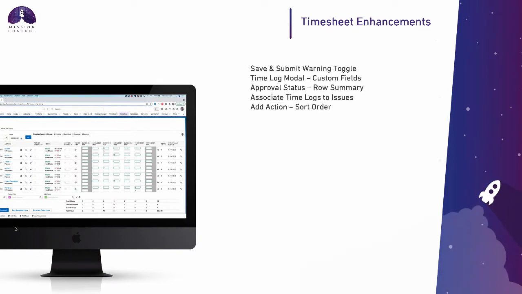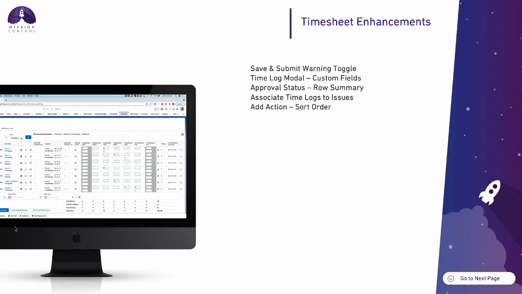So timesheet, primarily just adding in additional functionality on customer requests. There's a save and submit warning. If you click the save and submit button and you haven't logged enough time that equates to your hours per week target, then you would receive a warning notification. Not every customer wanted to have that, as people were logging their time through the week. So you've got the ability to toggle that on and off.